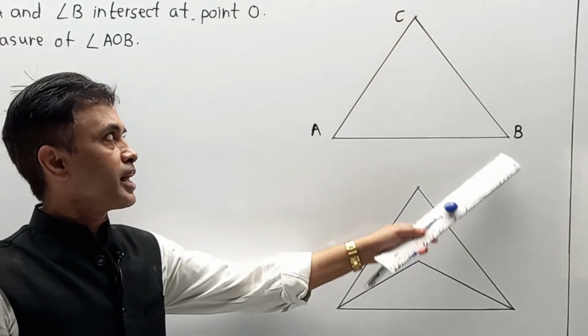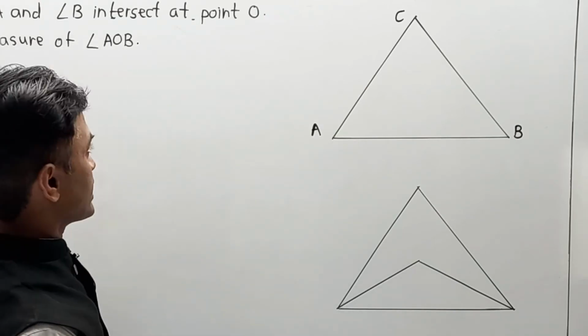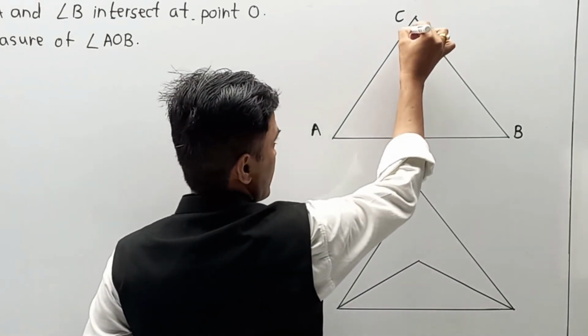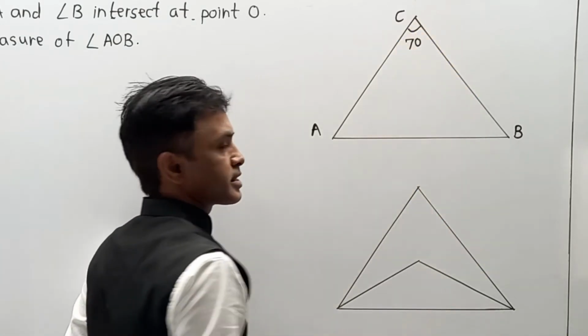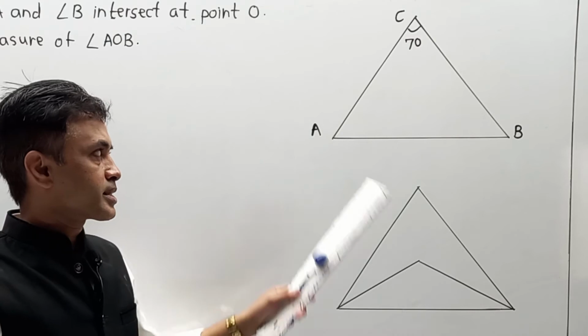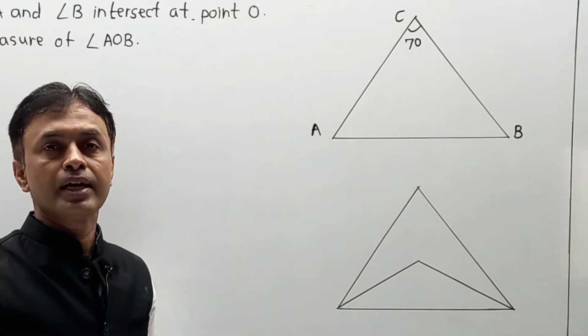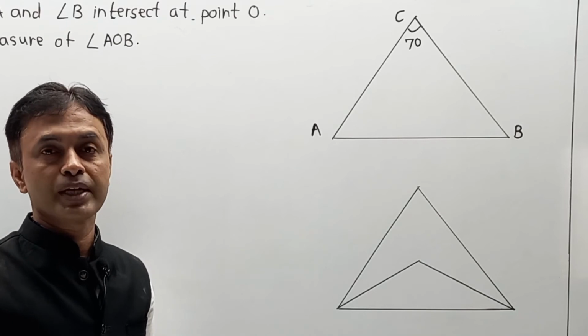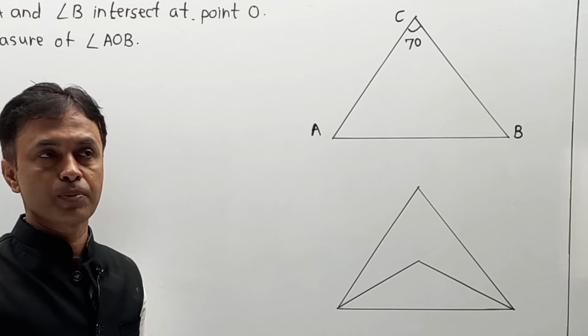Now this is a triangle ABC, and as per their condition, angle C is 70 degrees. So the value of angle C is 70 degrees. This is the first part. Next, the bisector of angle A and the bisector of angle B. Remember, students, they have given a question but they have not given a diagram. So drawing a diagram is also most important.